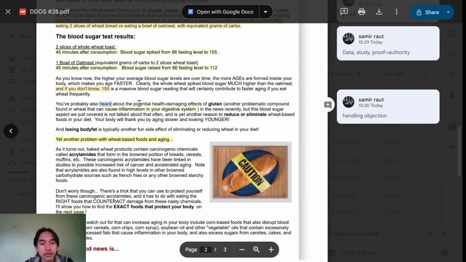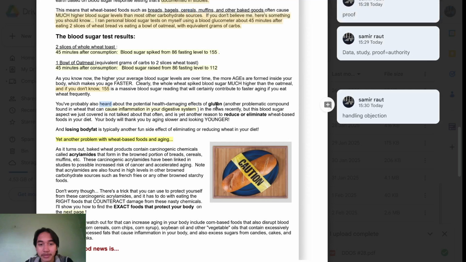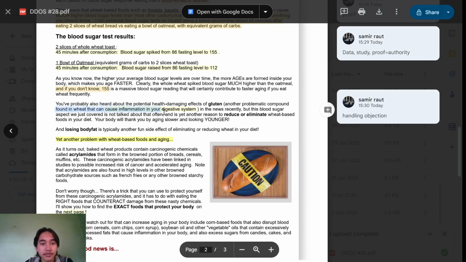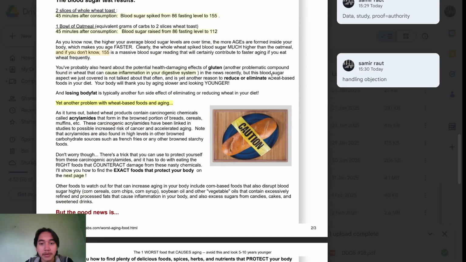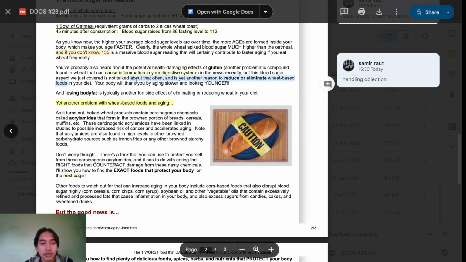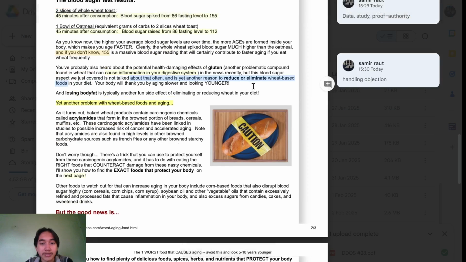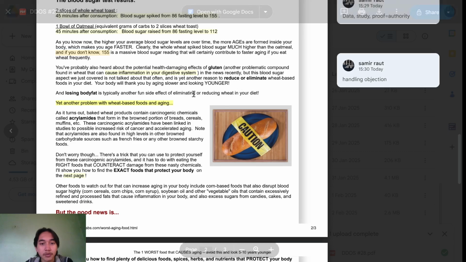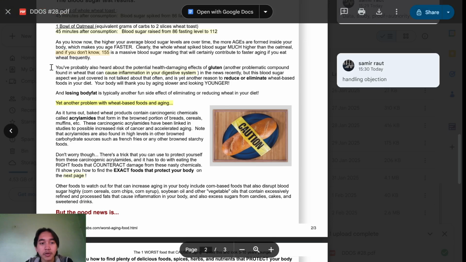You probably also heard about the potential health damaging effects of gluten, another problematic compound found in wheat that can cause inflammation in your digestive system, in the news recently. But this blood sugar aspect we just covered is not talked about that often and is yet another reason to reduce or eliminate wheat-based foods in your diet. Your body will thank you by aging slower and looking younger. Okay.